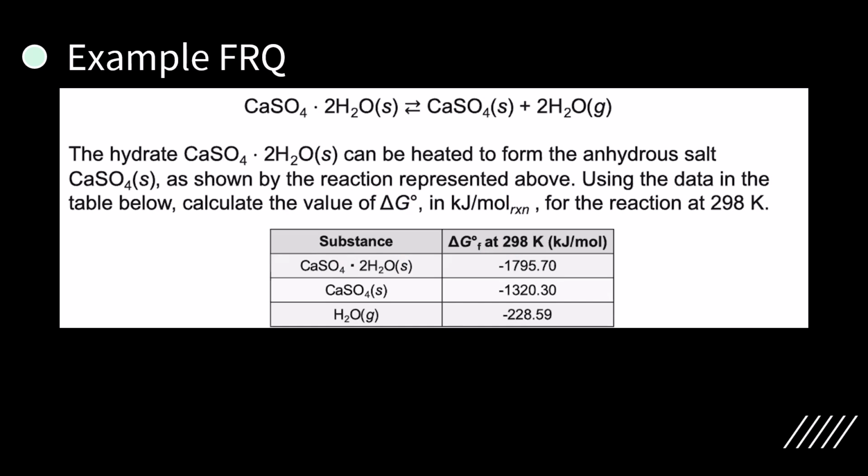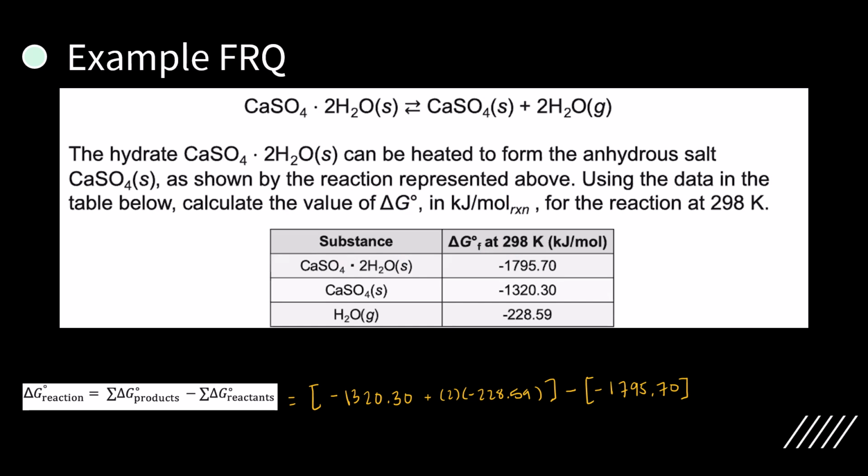So again, for this equation, all you have to do is remember the sigma, or the sum of the products minus the sum of the reactants, and you have to take into account the coefficients. If you plug your numbers in, make sure that you understand where these numbers are coming from. We have products here, which I got from the table, and then we have reactants, and we subtract the two. If we do this, we're going to get 18.22 kilojoules per mole.